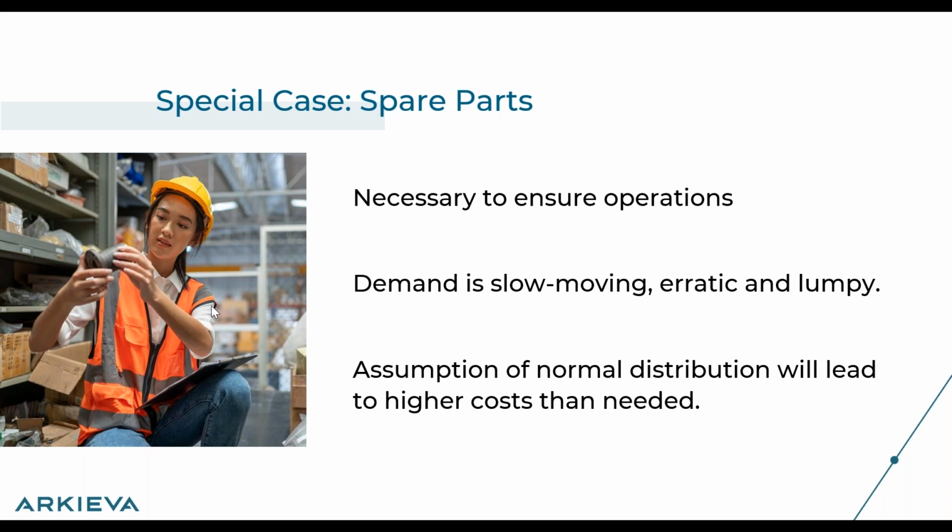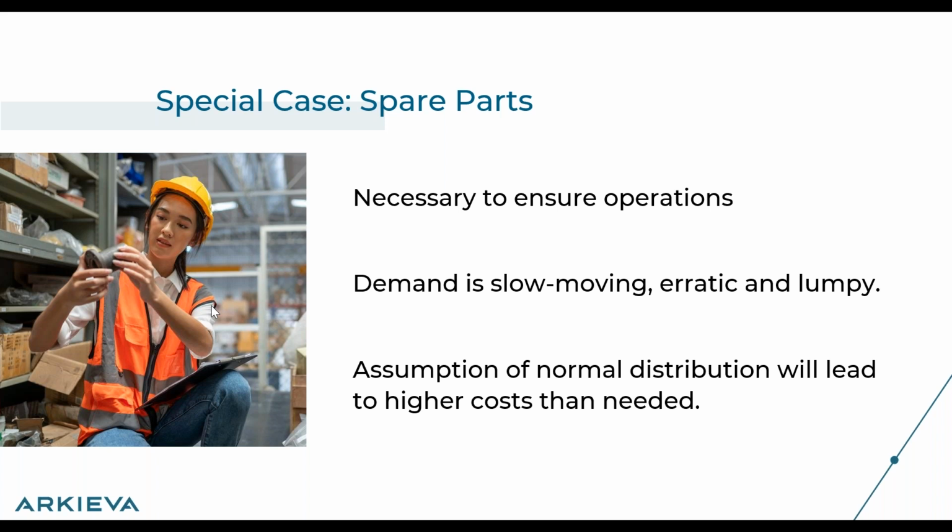However, the demand for the spare part happens in a very erratic fashion, sometimes lumpy, and certainly slow moving. You may sell 1 or 2 or 5 units in a year. If you do that, the assumption of normal distribution, which relies on a lot of data, would be bad, and it may lead to higher costs than intended or needed.